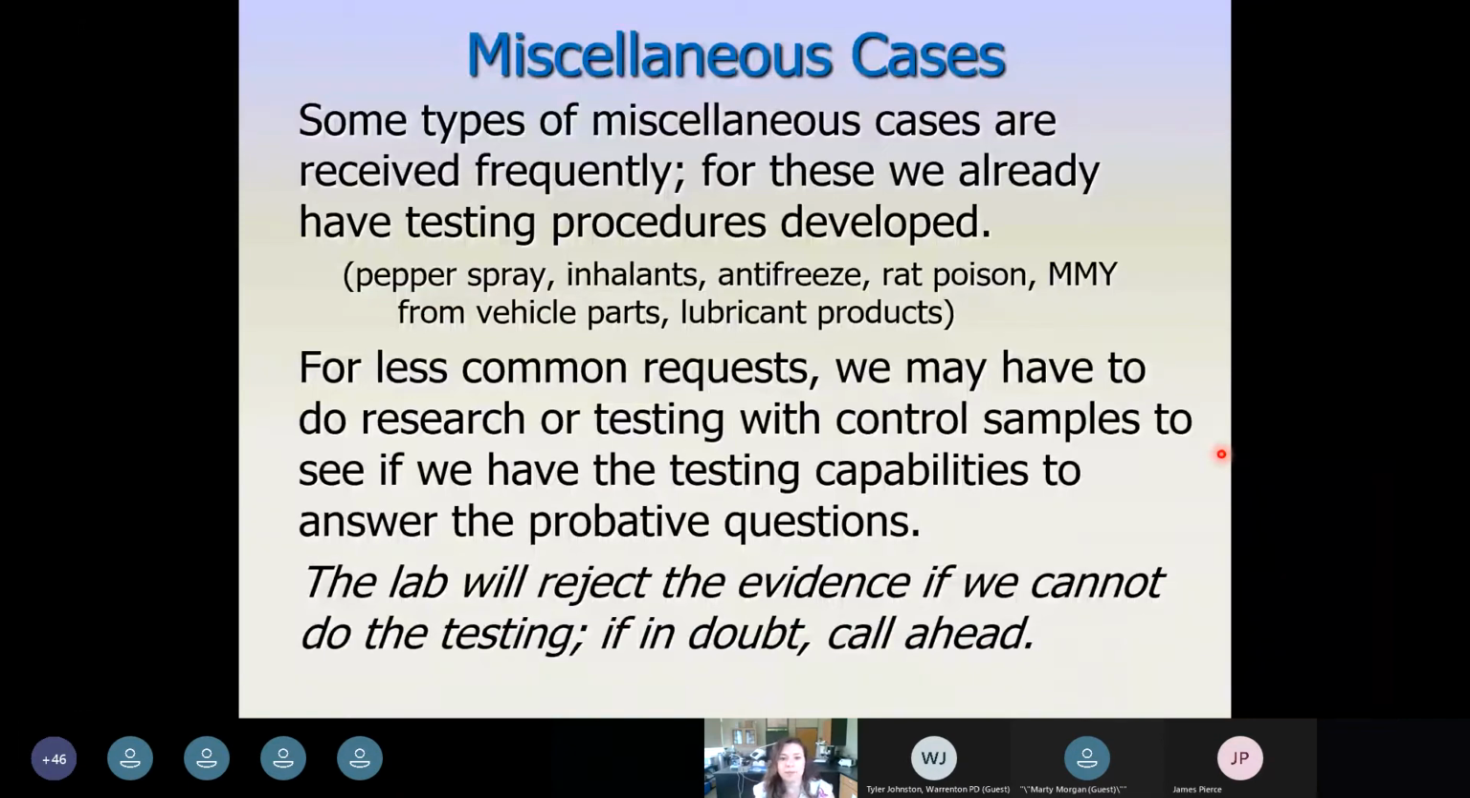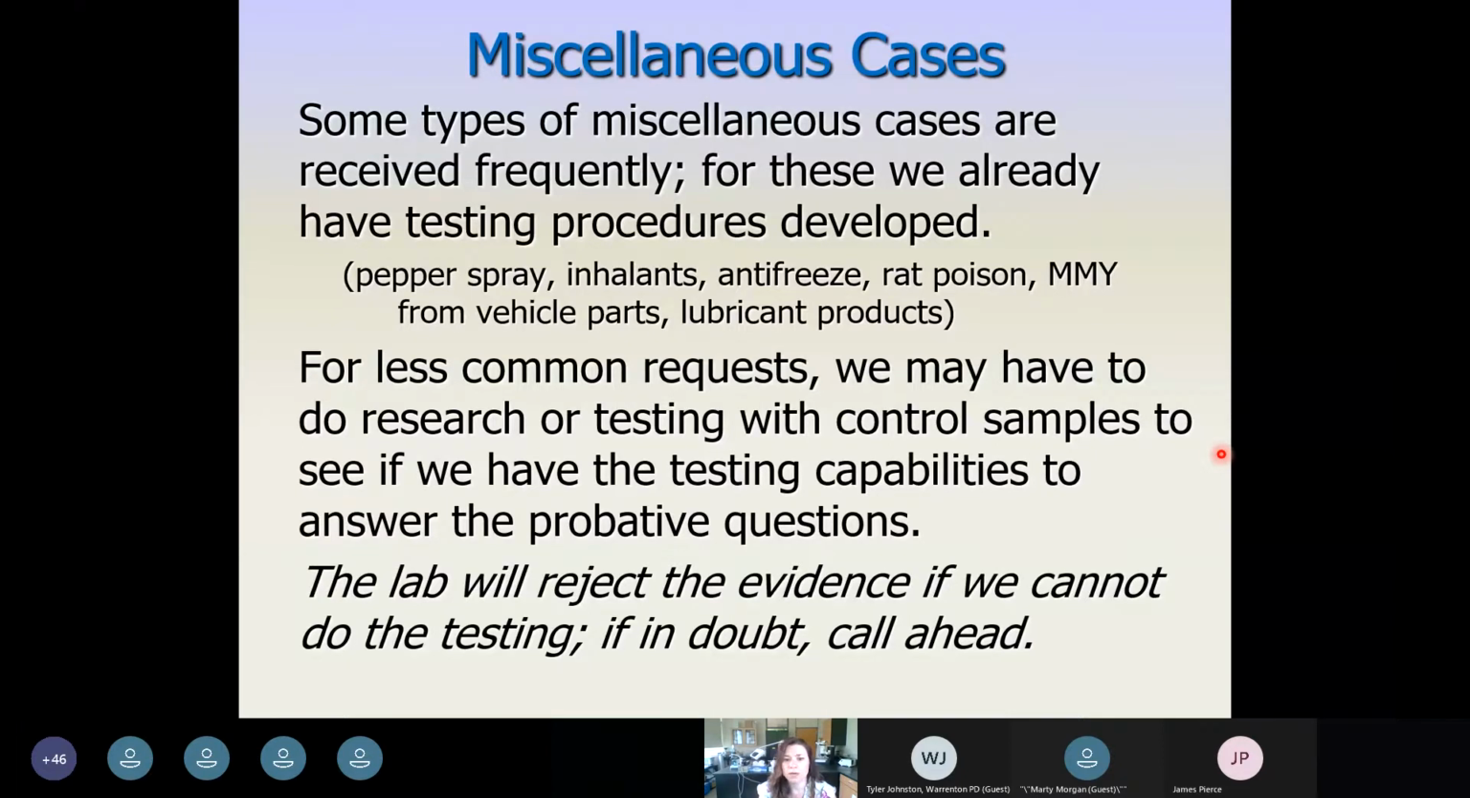So like I mentioned, there are, I didn't mention this yet, my apologies. Some of the types of cases that we frequently get for Trace Miscellaneous are things like poison requests, such as looking for antifreeze or rat poisons, inhalants or pepper spray, the unpainted vehicle parts that Chris spoke about last week with the make, model, year searches, that falls into our miscellaneous category. And we also can do analysis on any sort of lubricant products that may be involved in a sexual assault or something of that nature.